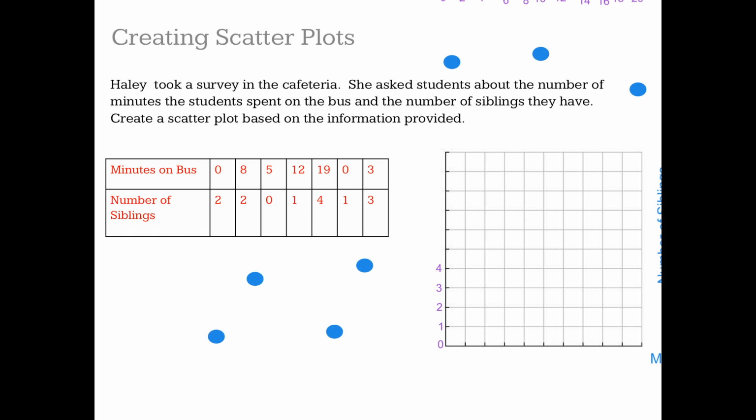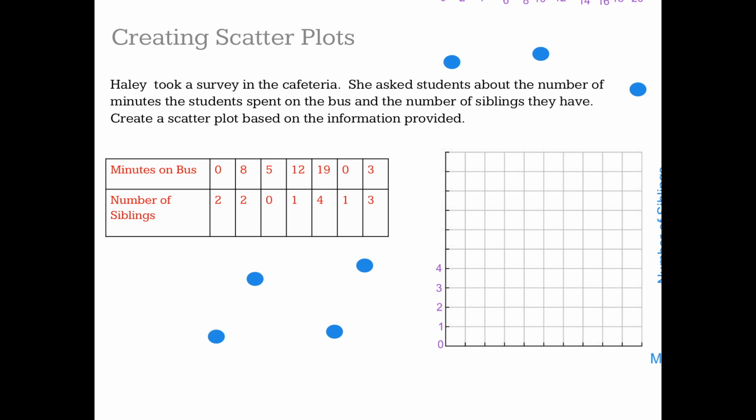And the next thing we're going to be doing is creating a scatter plot ourselves. So Haley took a survey of the cafeteria, and she asked the students about the number of minutes that students spend on the bus and the number of siblings they have. Create a scatter plot based on the information we provided. So the first thing that we talk about is the minutes of bus, and the next thing is the number of siblings, and she's put that in a nice little chart for us. We're going to take that chart and put it on a scatter plot.